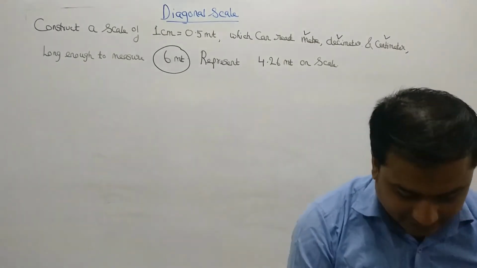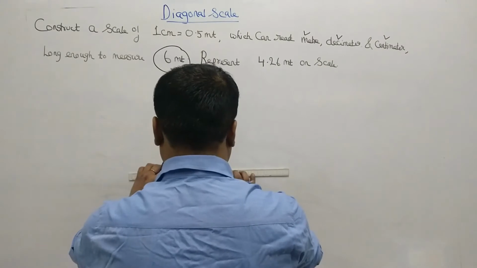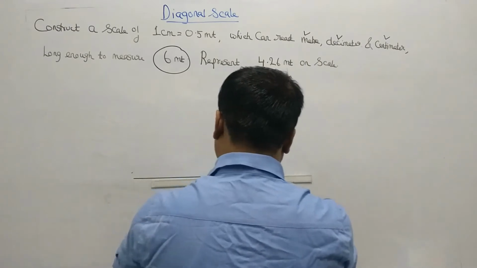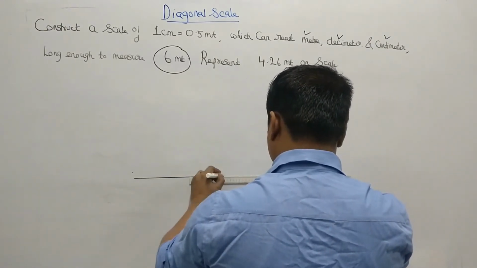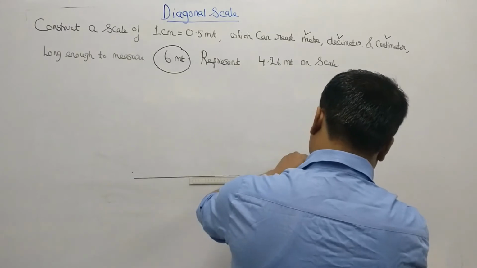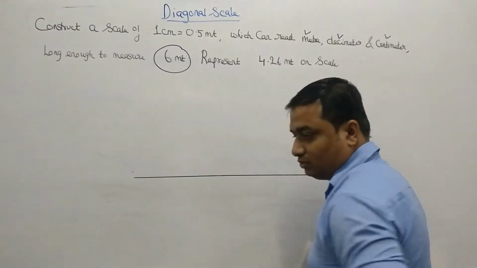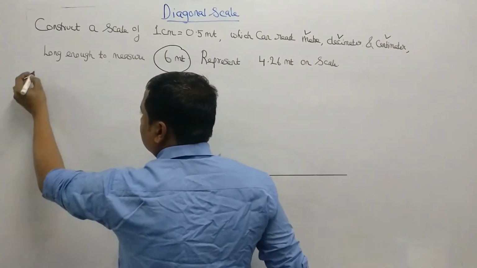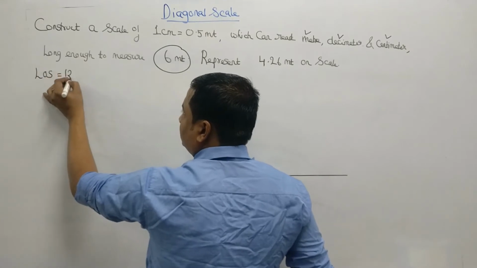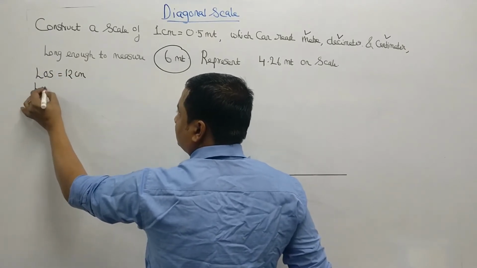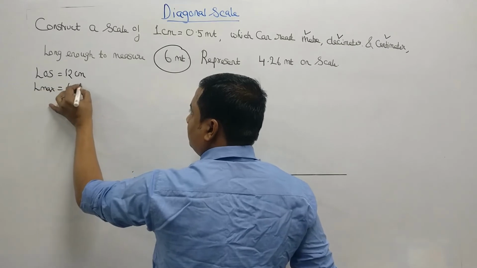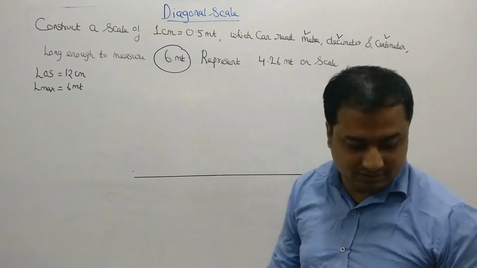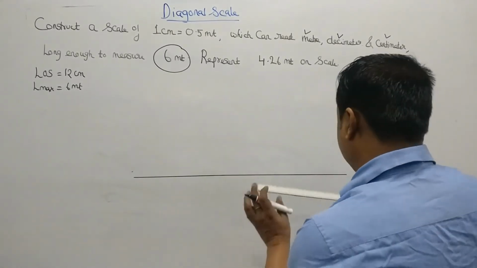So start with a line of length 12 centimeter, because length of scale was 12 centimeter and L max was 6 meter. So length of scale is 12 centimeter. Start with a line, draw a line of length 12 centimeter.